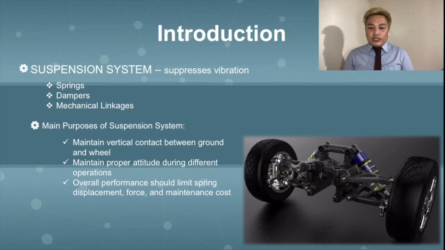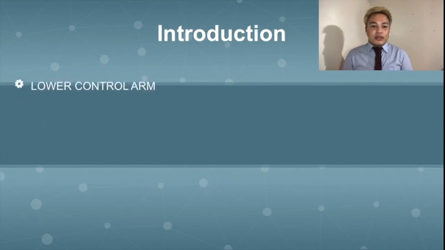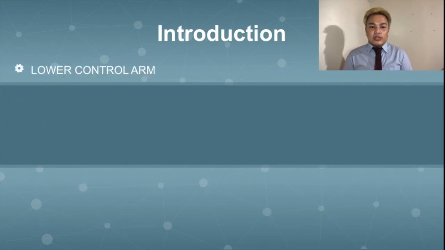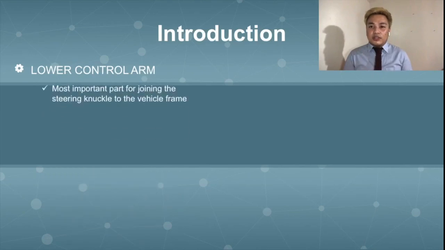And the forces and maintenance costs should also be considered because the maintenance cost of a car depends on the useful life of a car. So basically, if we have a really bad suspension system, our car parts will be subjected to more vibrations. Thus, we need to fix it more often than having a good suspension system. Okay, so in a part of the suspension system, we take note of the lower control arm because this is the thing that we need to focus on in this study.